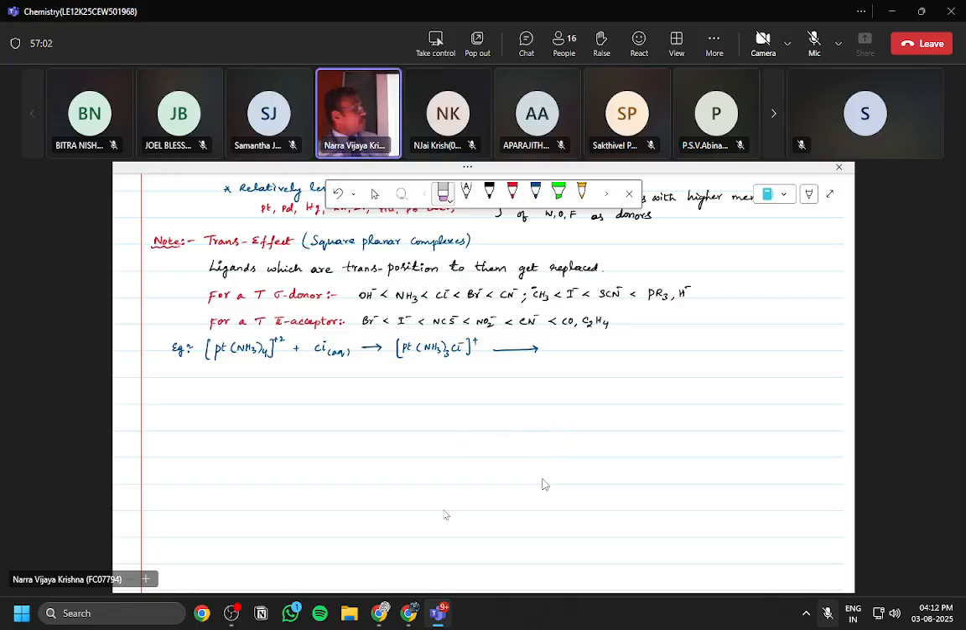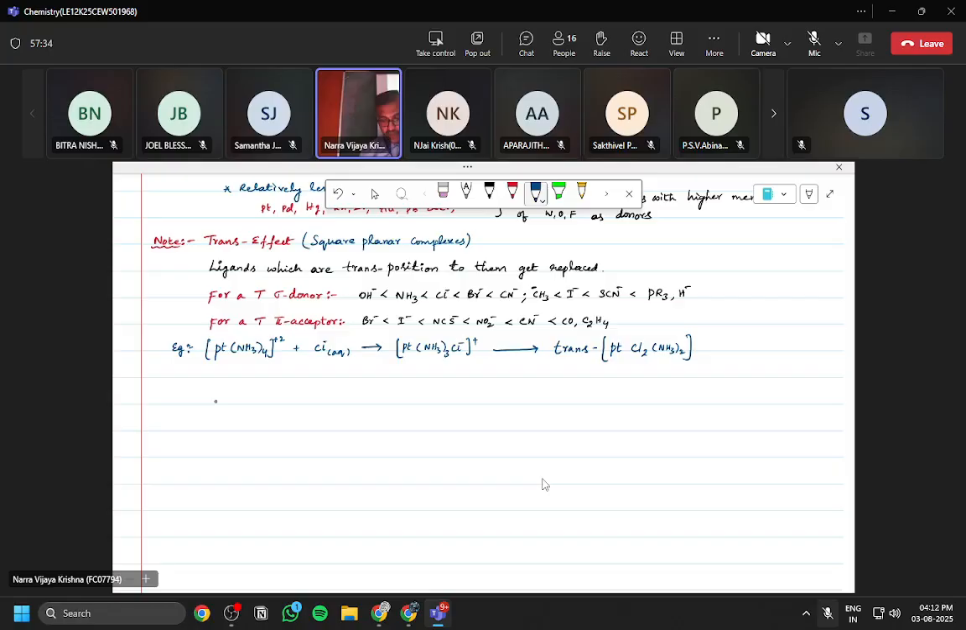Now it is again allowed to react with Cl minus. Observe, among ammonia and Cl minus, which has more trans effect? Among ammonia and Cl minus, which can show trans effect effectively, means which will be replaced? Another ammonia, which is opposite to Cl minus, is replaced. Then what will you get? You will get the trans product, trans-[PtCl2(NH3)2]. Acceptable or not?